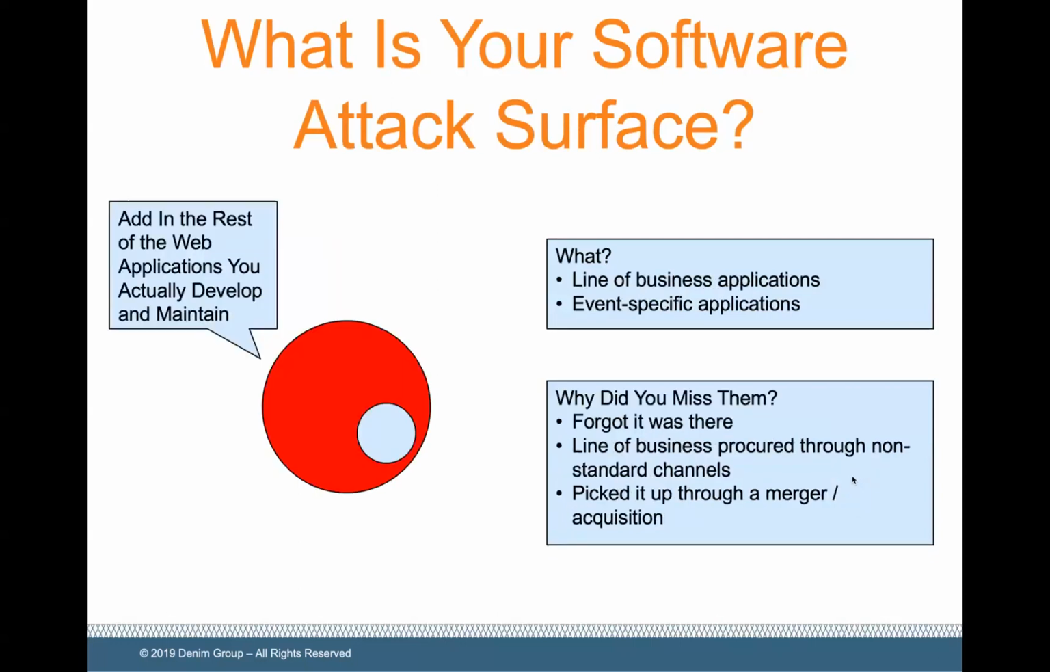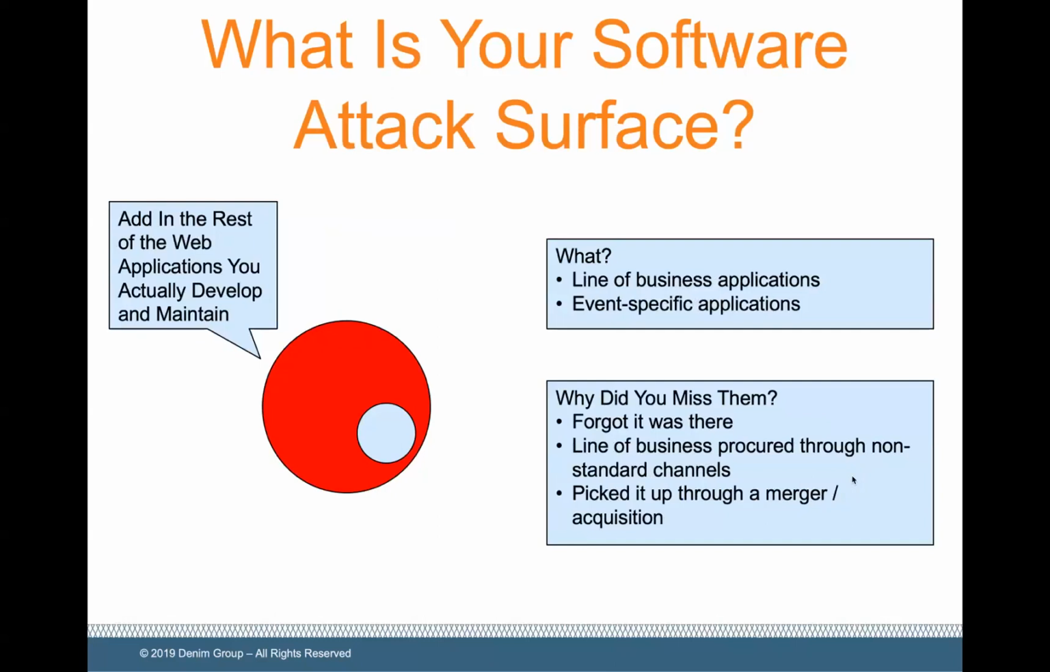As these discussions continue, the idea and understanding of what the attack surface is extends. So then you start to, when you look at your organization, add in the rest of the web applications that you actually develop and maintain. And so what are these? Typically, these are line of business applications. Again, stuff that's driving value for the organization, where a line of business went through the process to procure or to build this application. When we work with media companies, there's a lot of event-specific applications. Hey, this is the property that was in support of this particular event, this particular movie, TV show, whatever that program might be.